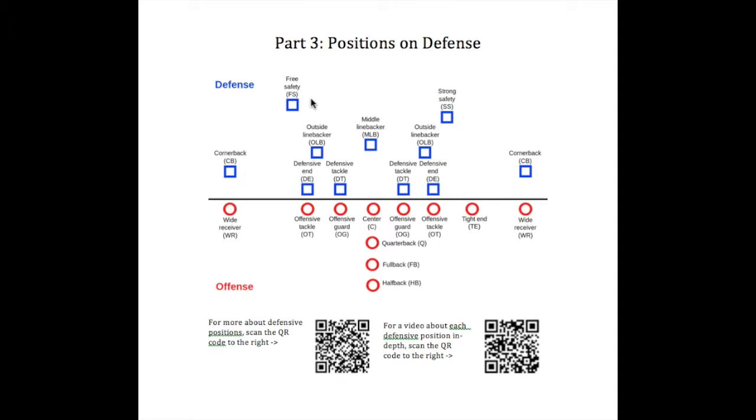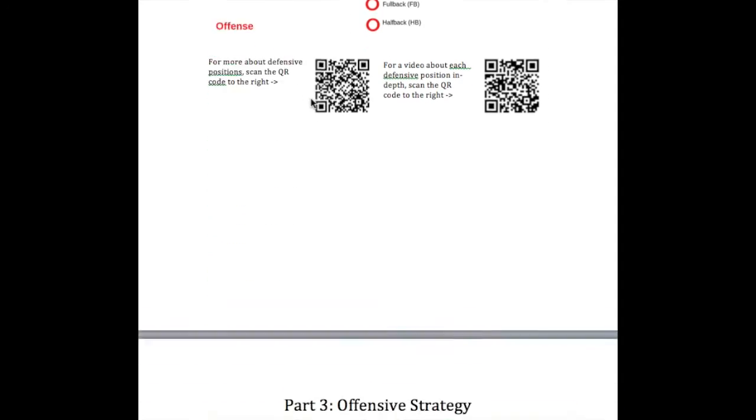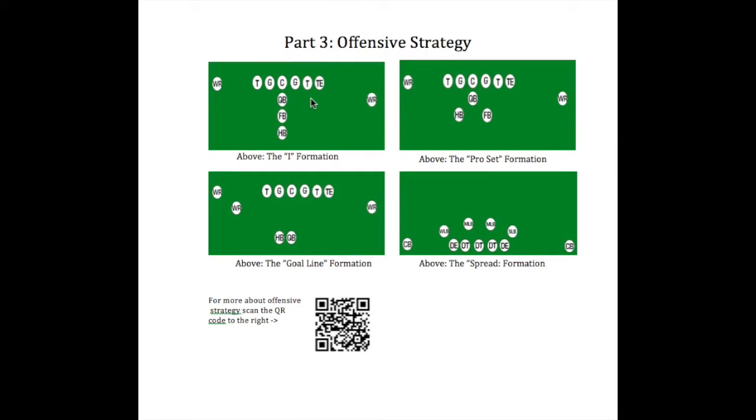Now that you know the positions, let's talk about strategy. The goal of the offense is to score. In order to score, a team receives 4 plays or downs to advance the football 10 yards. Once a team advances it 10 yards, it receives a new set of 4 plays to advance it 10 yards again. Here are some of the most common offenses used in football.